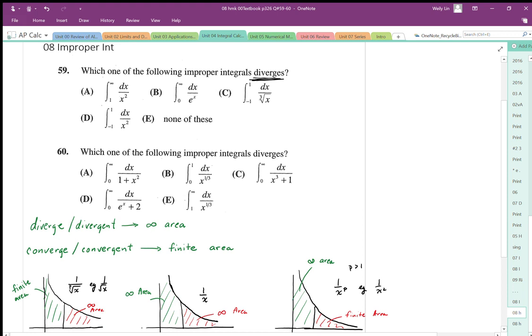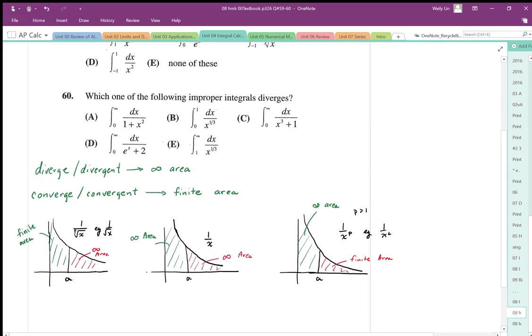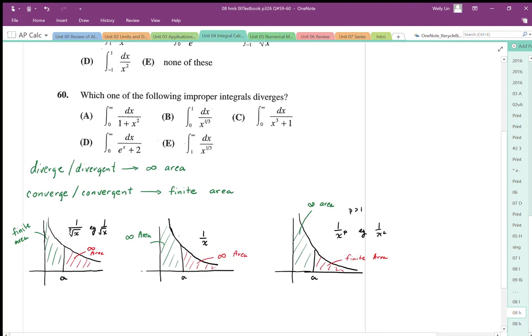The opposite of that then would be converging or convergent, and that means it has finite area. Okay, the unbounded area is finite. So this is going to be based on these curves, and the 1 over x curve happens to be our boundary curve, meaning that if we go on one side of 1 over x, for example, we increase the power in the denominator, something happens, and if we decrease the power in the denominator, something else happens, which is off the diagram to the left here.